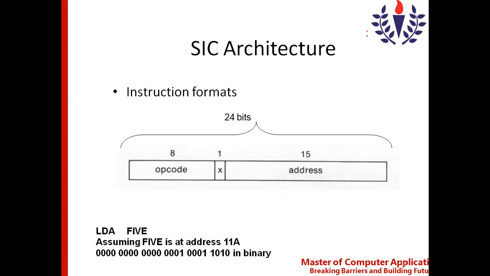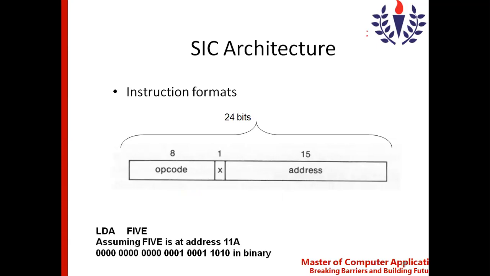Coming to the next feature, that is instruction format. When the instruction is written in the SIC machine, how does it have to be? How does the programmer write the instruction? They have to follow the format. That's where we use the instruction format. The instruction format has 24 bits, out of which 8 bits represent the opcode, 1 bit represents X, then the 15 bits represent the address.